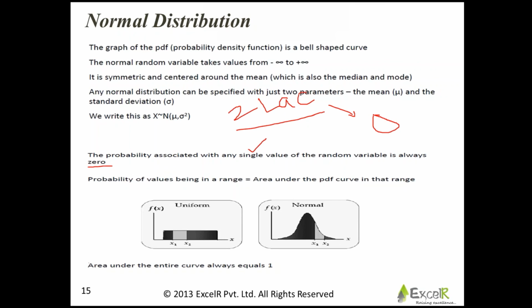How much time is this session going to take? Can anyone give me a probability that it's going to take exactly 2 hours? Can you guarantee that it's going to be exactly 2 hours? Never. There will be a difference in milliseconds at least for your probability guess. So it is never ever going to have any value. So this is called the probability associated with any single value being 0.